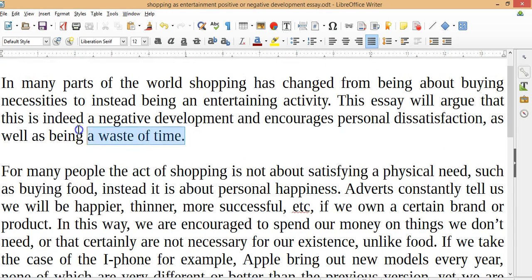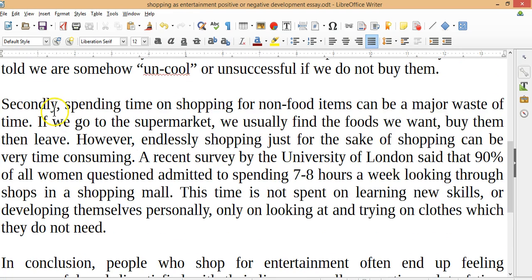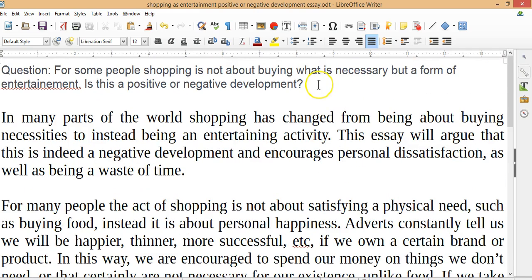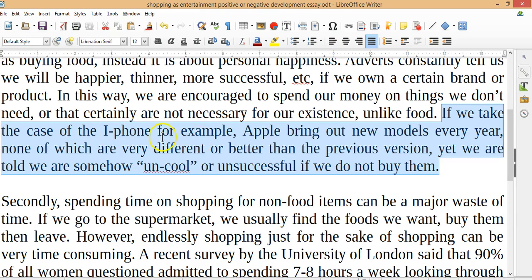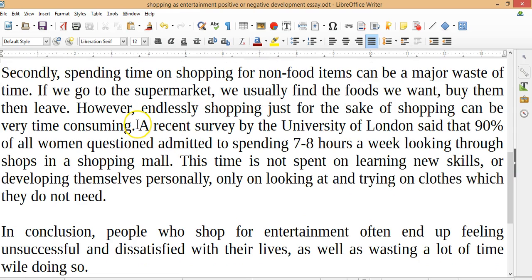My second main idea is then it's a waste of time. Okay. Secondly, spending time on shopping for non-food items, right, can be a major waste of time. Main idea. If we go to the supermarket, we find the foods we want, we buy them, and then we leave. However, endlessly shopping just for the sake of shopping can be very time consuming. And I give an example because every essay says write 250 words and give reasons and examples. So I gave a specific example here of the iPhone, and now I'm giving a made-up example here.